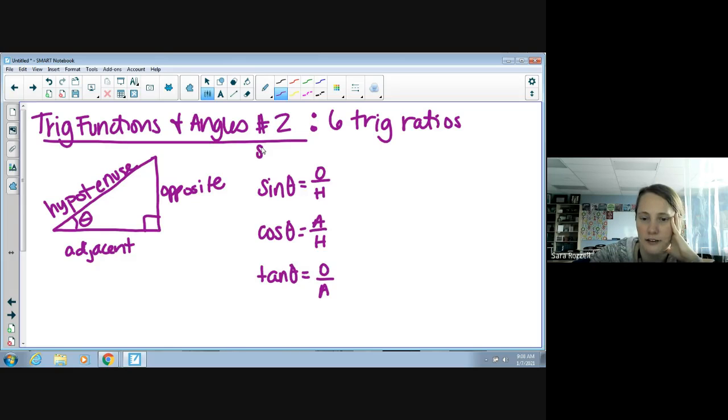So if you didn't ever learn this, this is how I remember it. SOH CAH TOA: sine is opposite over hypotenuse, cosine is adjacent over hypotenuse, and tangent is opposite over adjacent.